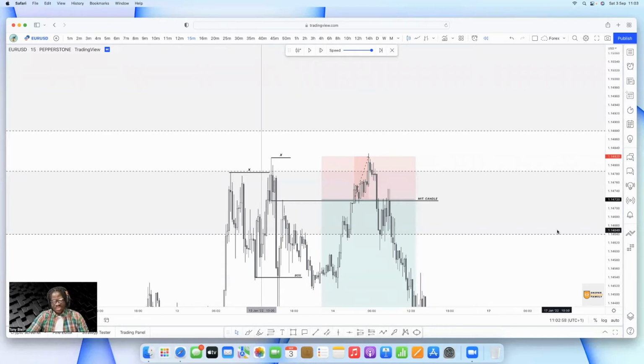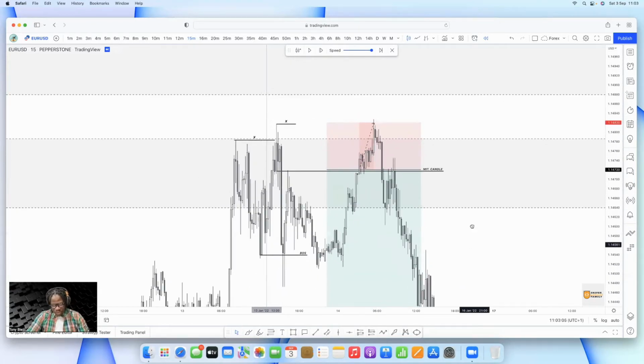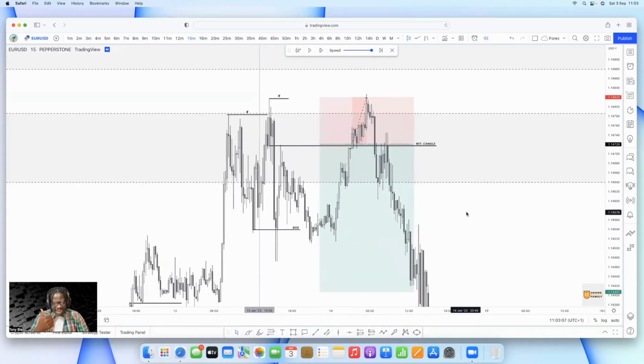You will close at a loss that's so big. So yes, this didn't play out. Accept it. And then it came back down. So the idea was correct to an extent, but the precision was wrong.